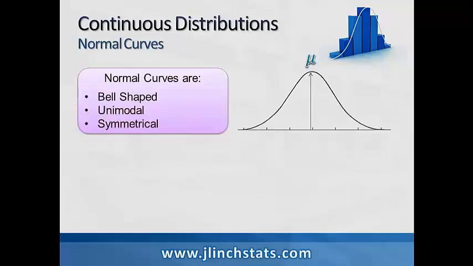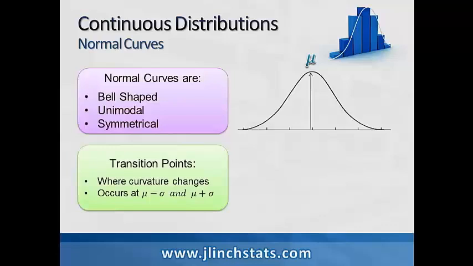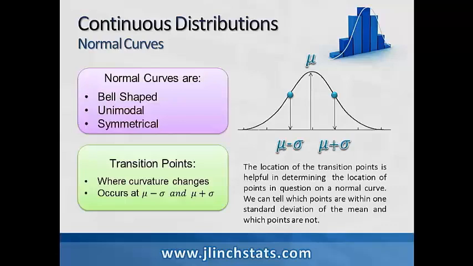So here's an example to the right of a normal bell-shaped distribution. Notice the location of the center, or the peak, is denoted by mu, the mean. Now we have transition points on a normal curve, and that's where curvature changes. These transition points define the locations of mu minus sigma and mu plus sigma. So these are the values of the distribution where we are one standard deviation below the mean and one standard deviation above the mean. The location of the transition points is helpful in determining the location of points in question on a normal curve.